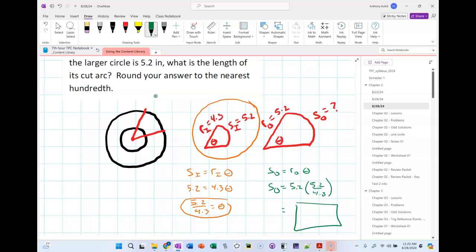Does that make sense, Nick? Yeah. So the key observation was realizing that both sectors are going to have that same central angle. So I can use the smaller sector to find the central angle and plug that central angle into the bigger sector to solve the arc length.